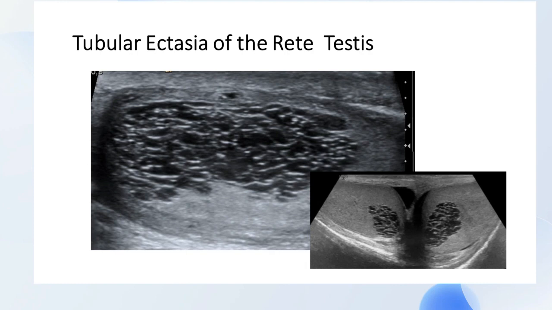Don't confuse tubular ectasia of the rete testes with tubular ectasia of the epididymis. The epididymal tubes also can have the same configuration. It's also called ectasia. Someone can have coexistence of both a tubular ectasia of the rete testes and ductal ectasia of the epididymis.